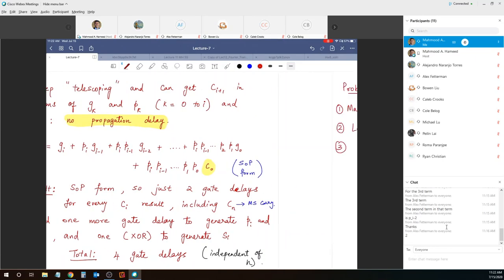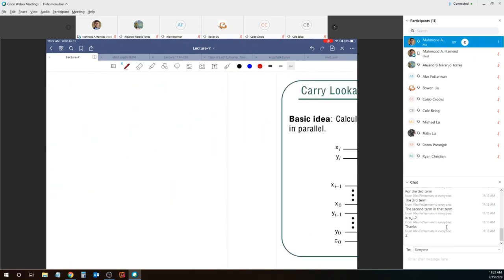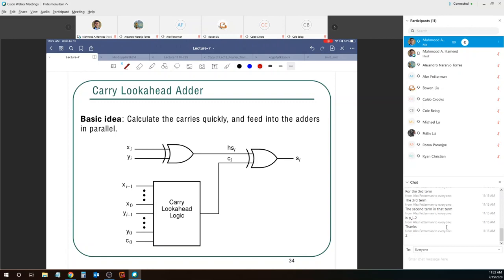All right, let's move on here. So that's the basic idea: calculate the carries quickly and then feed them into the adders in parallel. That's what we are doing here. And all the idea here was represented using logic expressions earlier.